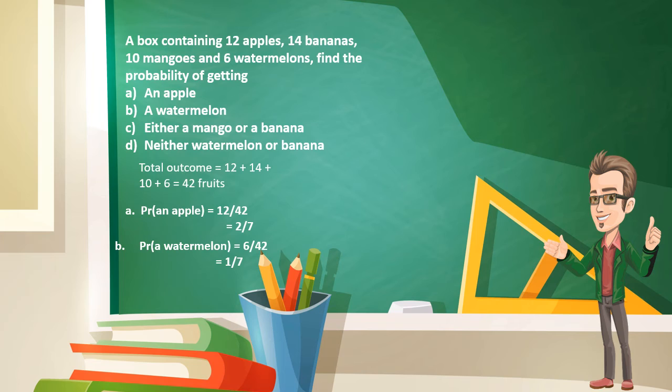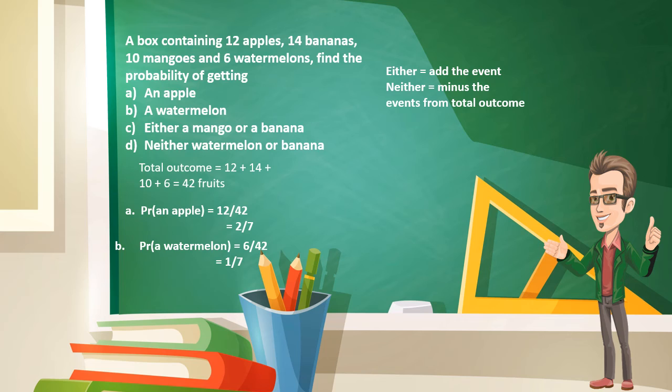Quickly, before we answer question C, there are some statements we need to take note of here, which are either and neither. Now, when we say either, we need to add the events and divide by the total. But for neither, we remove the event from the total and divide the result by the total.